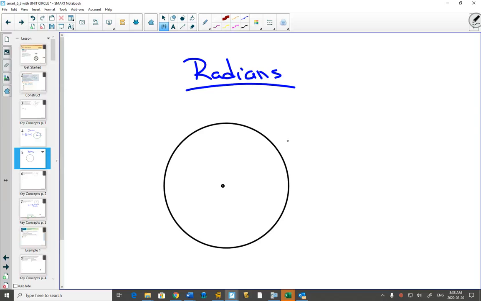So what we have here is a circle. I'm going to draw a radius here. And if I took this beautiful triangle to make that circle, anybody know what kind of triangle this is? What's the name of this triangle? It's isosceles because it has two sides that are the same.